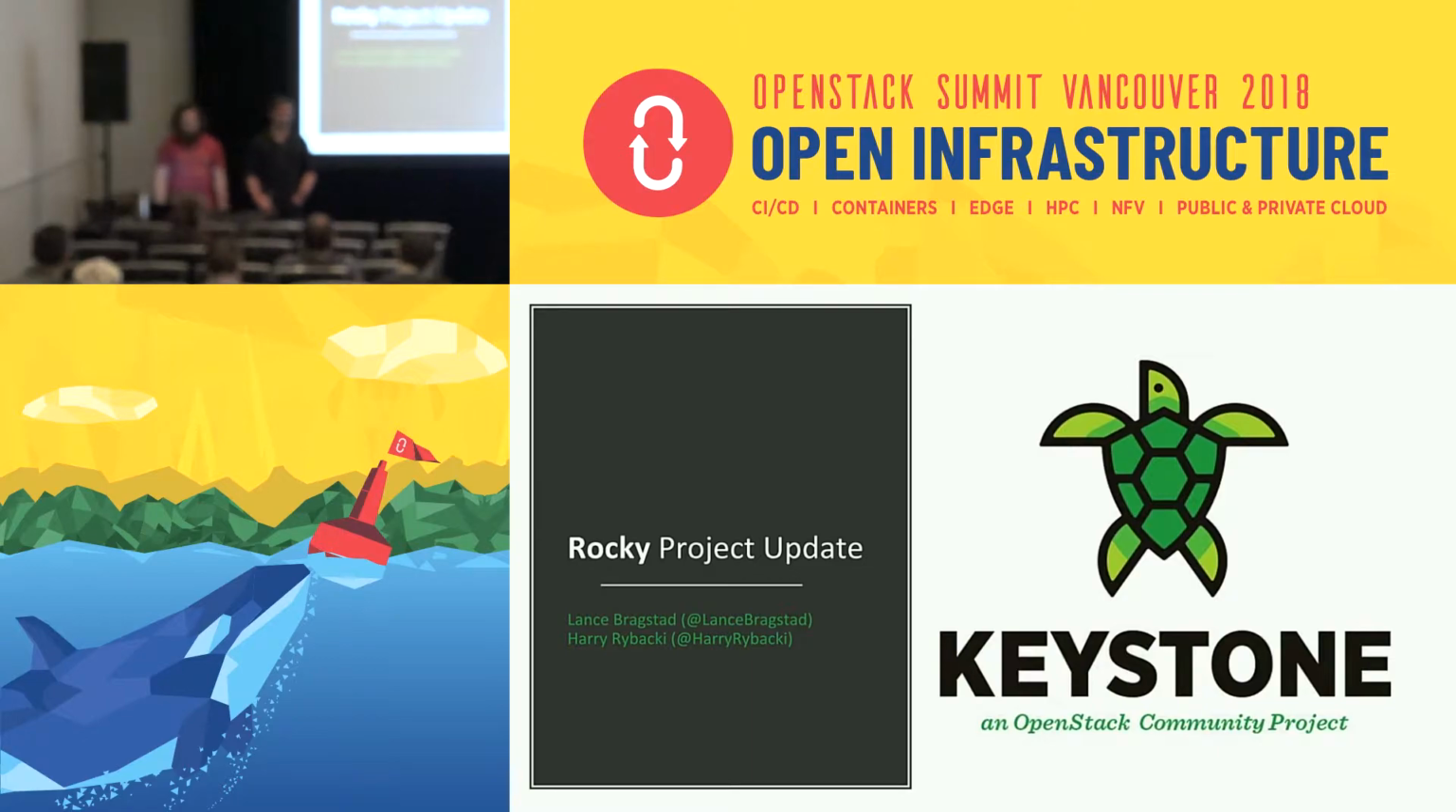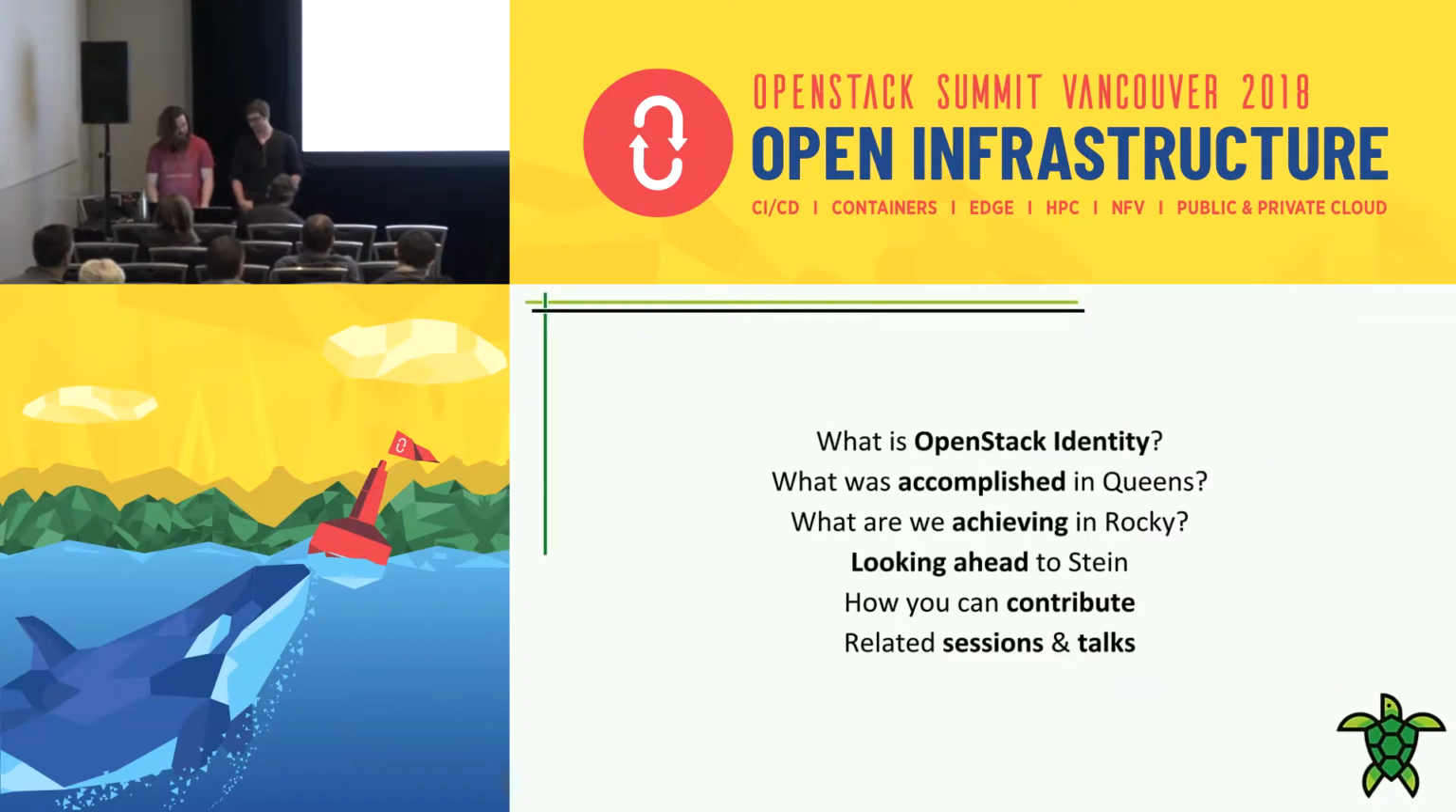And today we're going to go through the Rocky project update for Keystone. All right, so first off we'll talk about what OpenStack Identity is. We'll talk about some of the things that we accomplished during the Queens cycle, what we're working on right now in Rocky, some of the things we're looking forward to in Stein, how to get involved with the Keystone project, and then some other sessions and talks that you might be interested in.